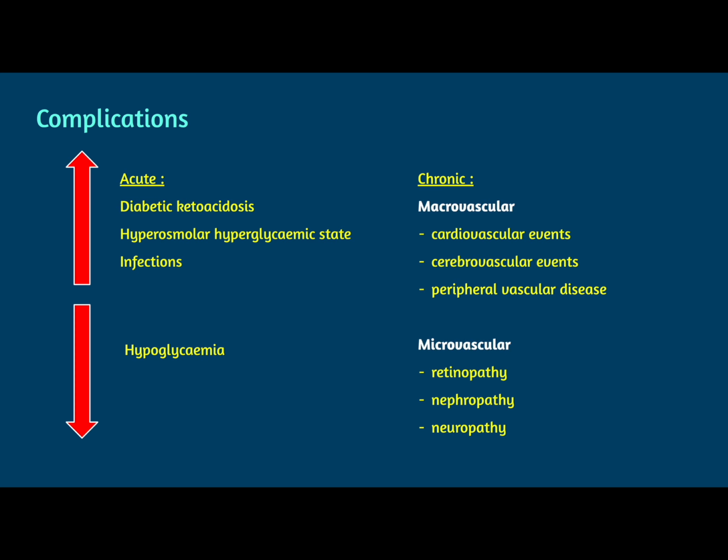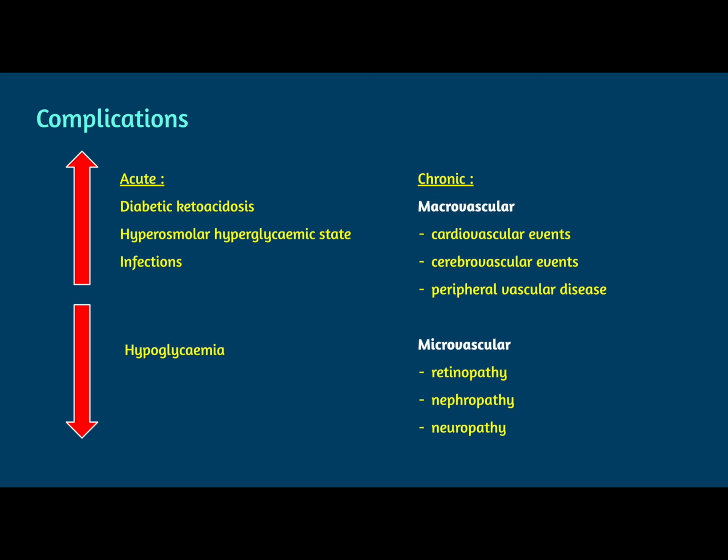Complications of diabetes can be largely categorized into two, which are acute as well as chronic complications. Acute complications are important to understand as these may render the patient to be at a state of emergency or life-threatening state. In states of hyperglycemia, consider diabetic ketoacidosis, hyperosmolar hyperglycemic states, as well as infections.